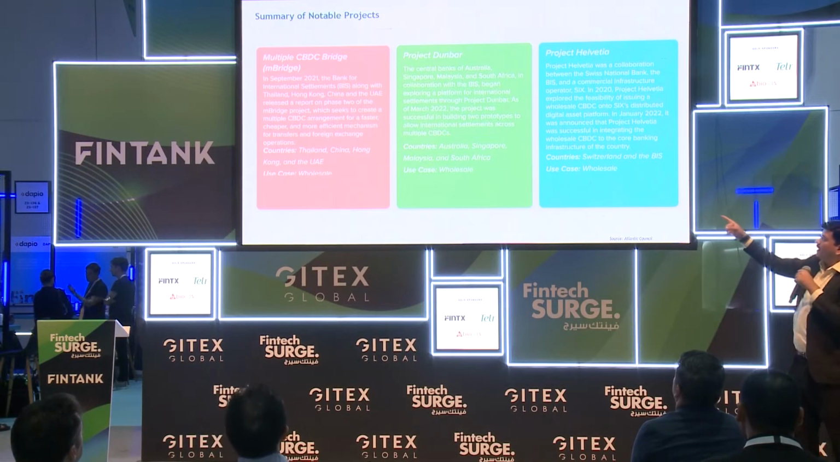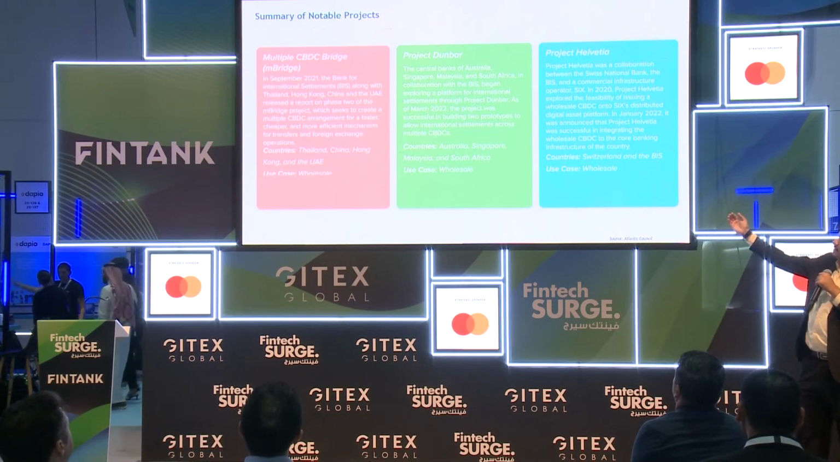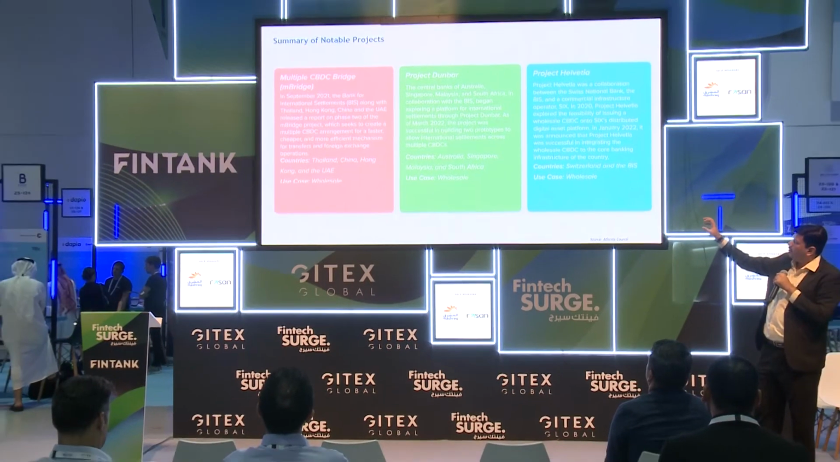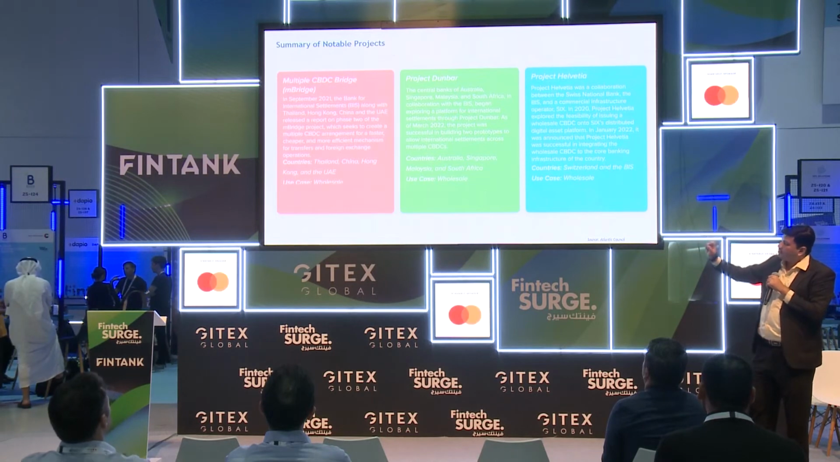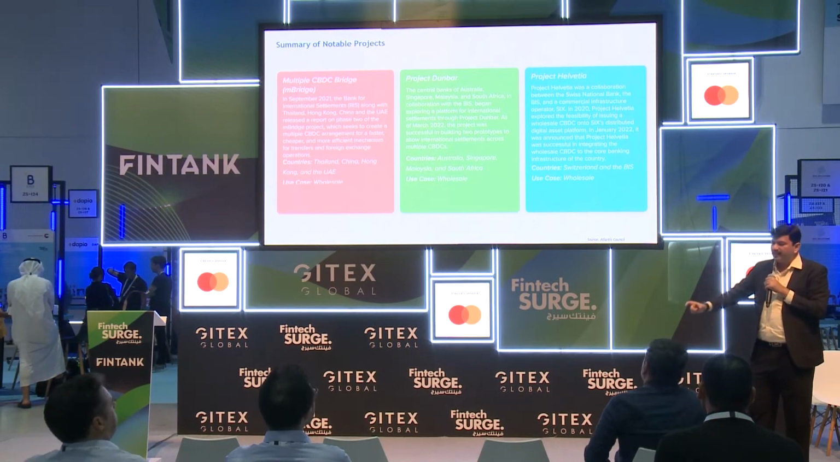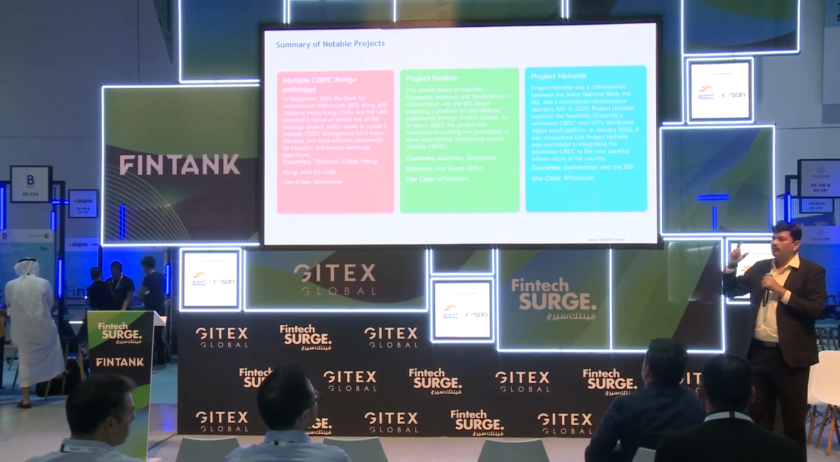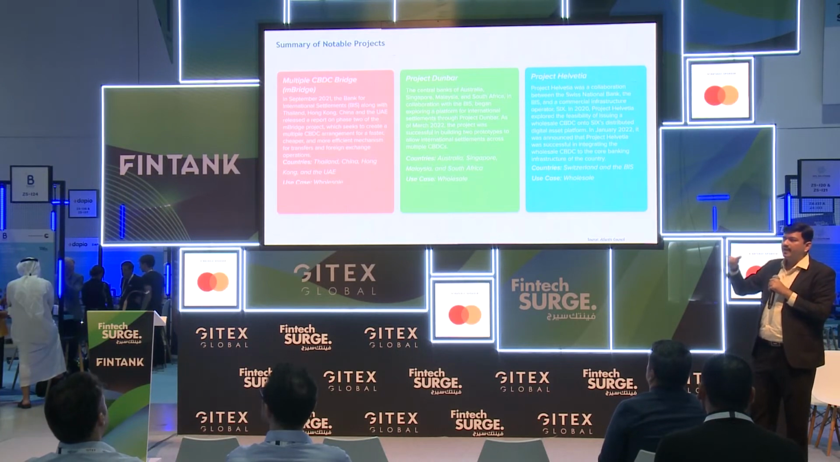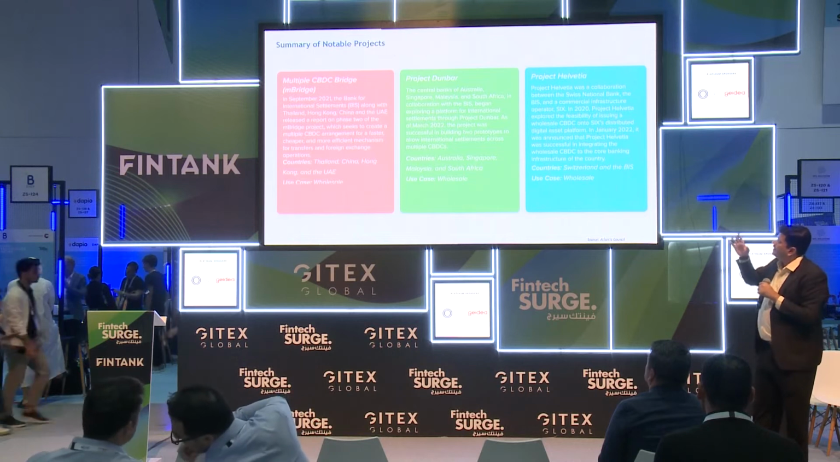First and foremost, you have multiple CBDC Bridge, or M-Bridge as we call it. In September 2021, it was started with BIS, Hong Kong, Thailand, China, UAE. The idea was to create a framework which can support multiple CBDCs on one bridge. This was the first such project which tried to unify different blockchain architectures and frameworks.